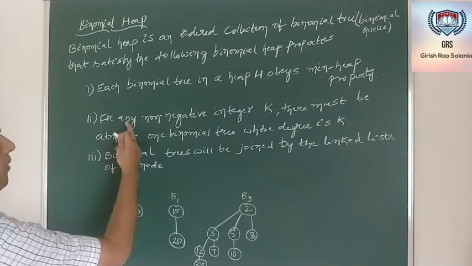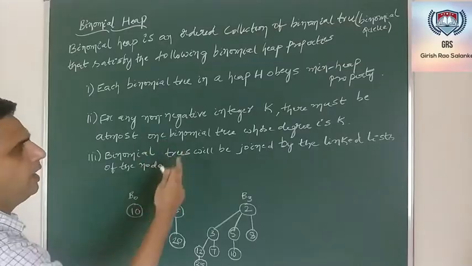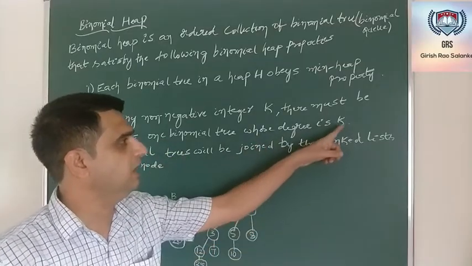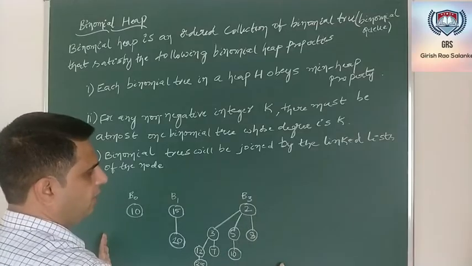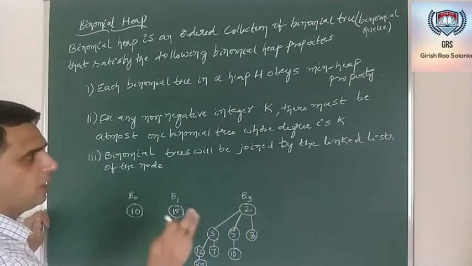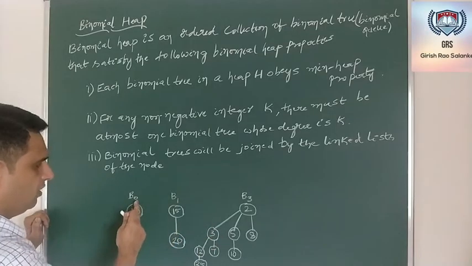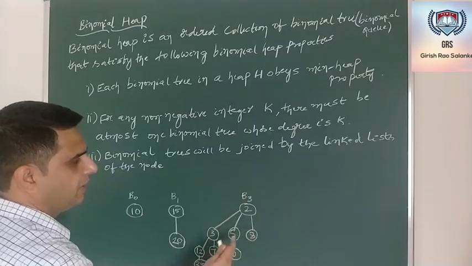Now the second one: for any non-negative integer k, there must be at most one binomial tree whose degree is k. Now if you see this binomial heap, which is a collection of B0, B1 and B3, B0 occurs once, B1 occurs once and B3 occurs once.